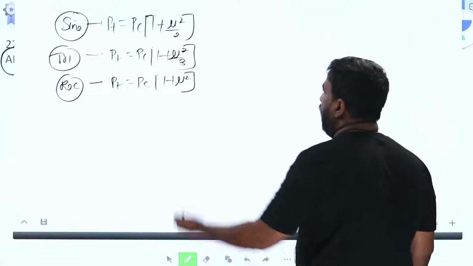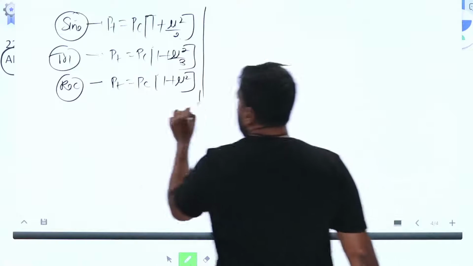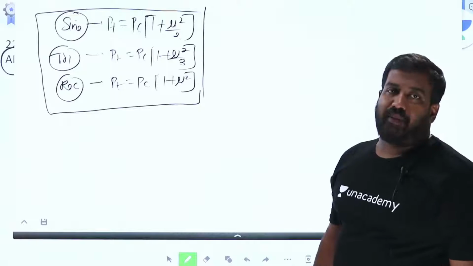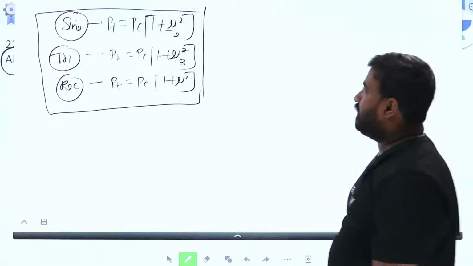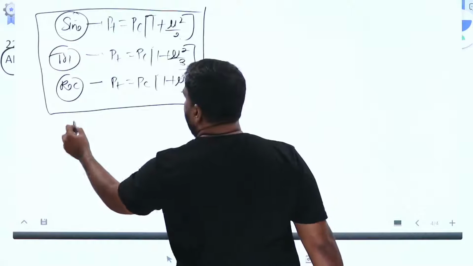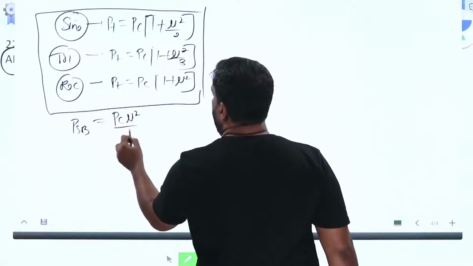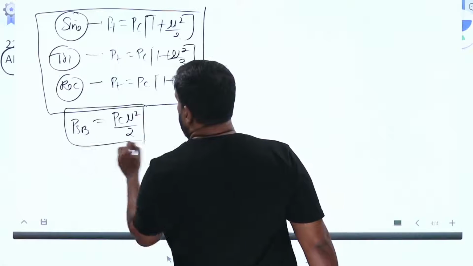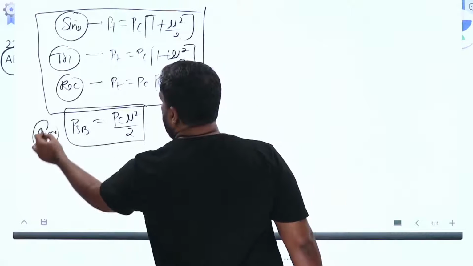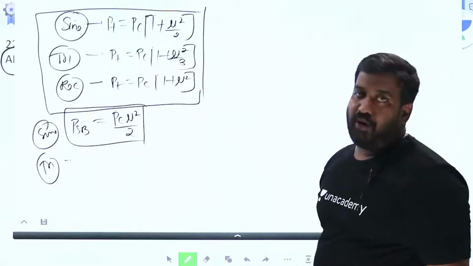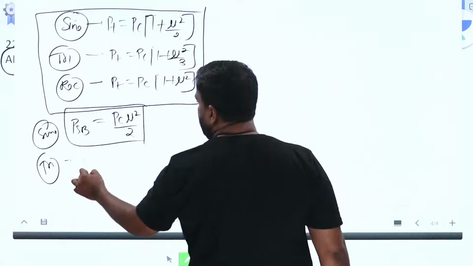But you know total power is carrier power plus sideband power. From this, if you multiply inside, sideband power is PC into mu square by 2 for sinusoidal input. For triangular input, sideband power is PC into mu square by 3.